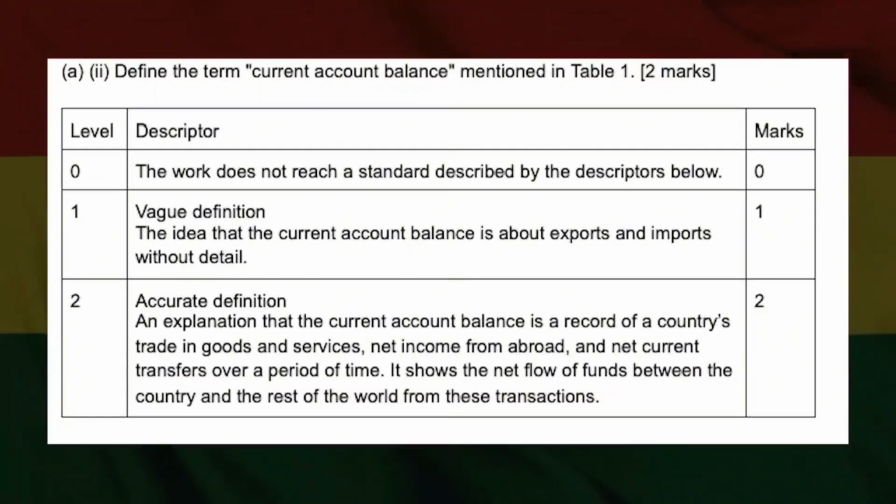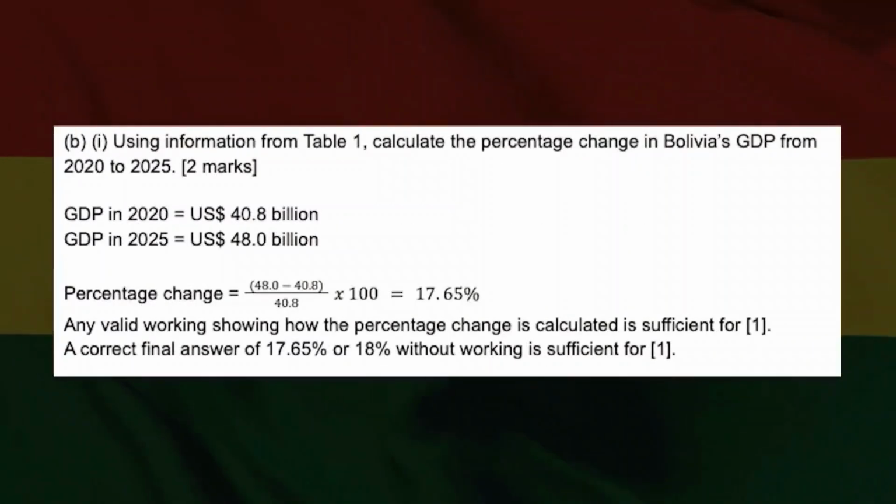Level 1, Vague Definition. The idea that the current account balance is about exports and imports without detail. 1 mark. Level 2, Accurate Definition. An explanation that the current account balance is a record of a country's trade in goods and services, net income from abroad, and net current transfers over a period of time. It shows the net flow of funds between the country and the rest of the world from these transactions. 2 marks.